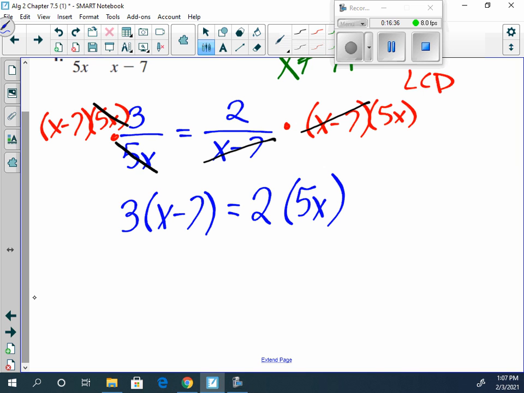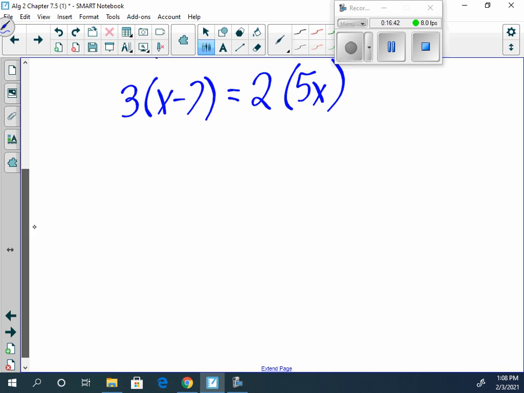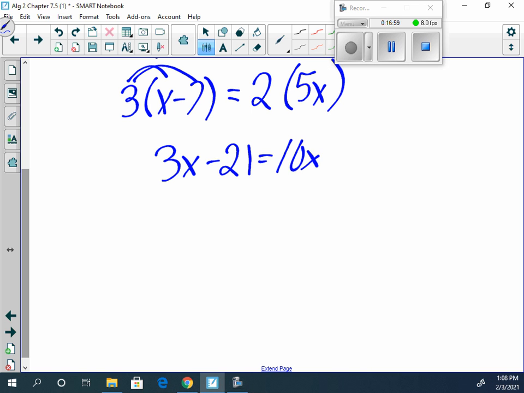Well, we don't have any fractions anymore, so we can go on and simplify this, yes? So let's go on and solve. So we would distribute the 3 here. Well, 3 times x is 3x minus 3 times 7 is 21 is equal to, well, 2 times 5x is 10x. What would we do next?